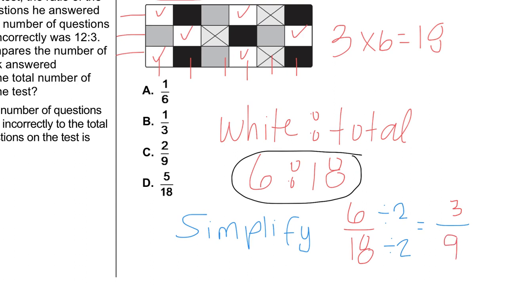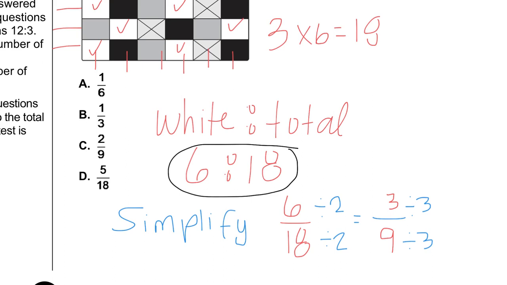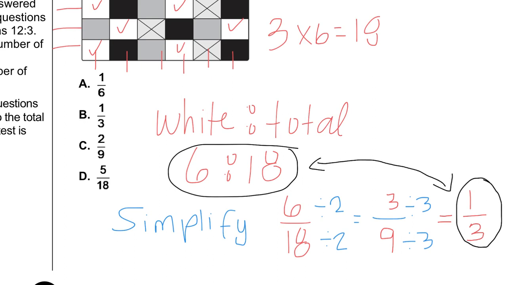3/9. Now I have 3 and 9, which means I could divide again by 3. And now I should get the answer, because 3 divided by 3 is 1. 9 divided by 3 is 3. And this is the simplest form of the ratio. So notice how we got from 6/18 to 1/3. Select your response.